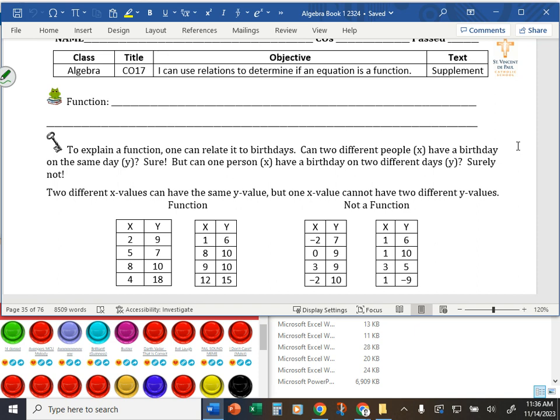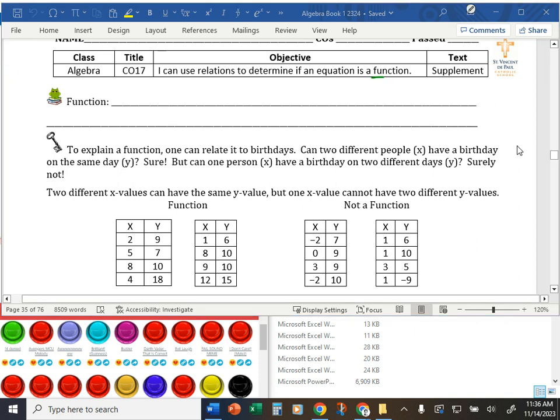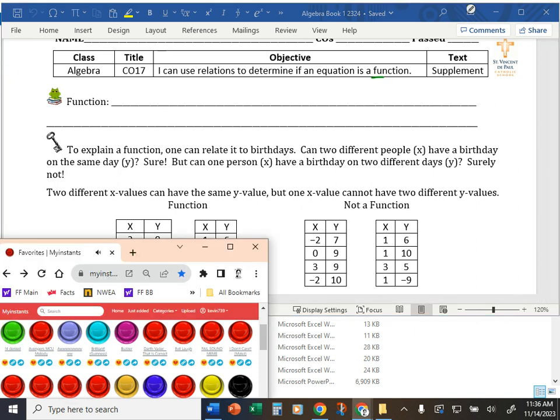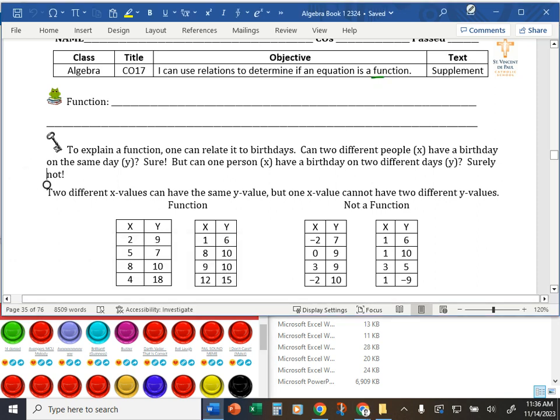You can't spell function without fun. Oh, that one. We're in a good time today.